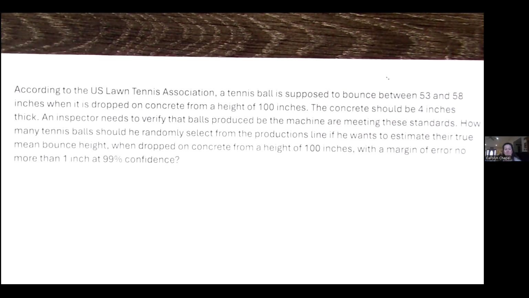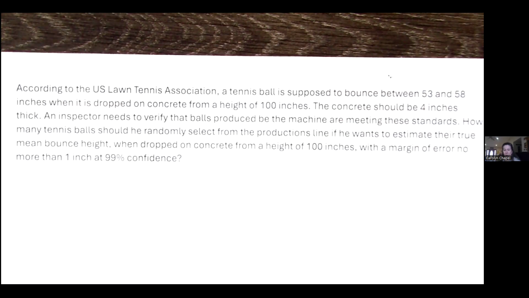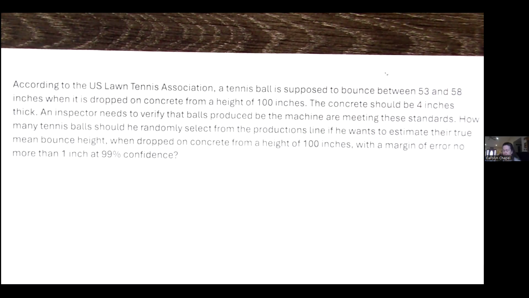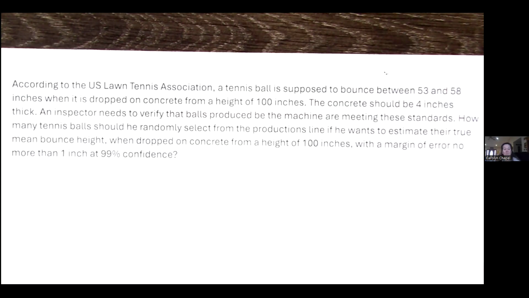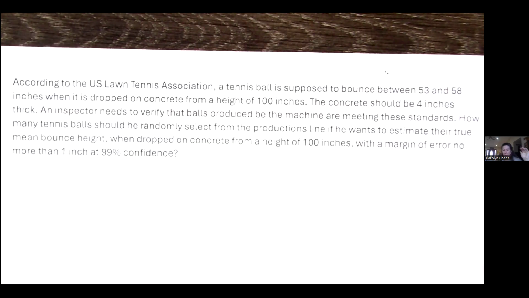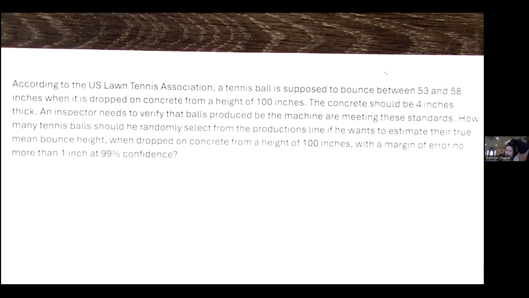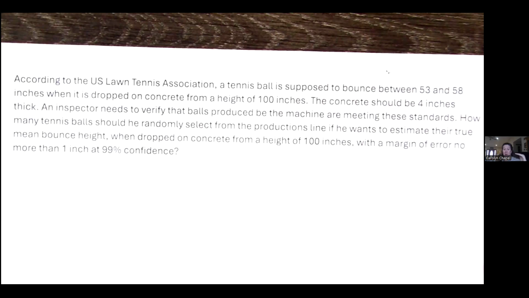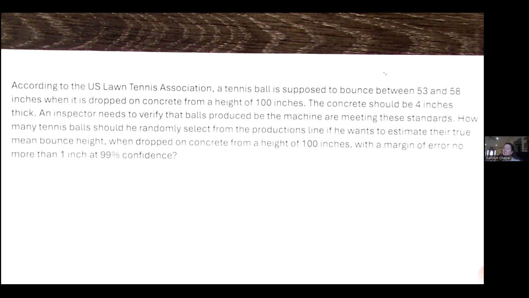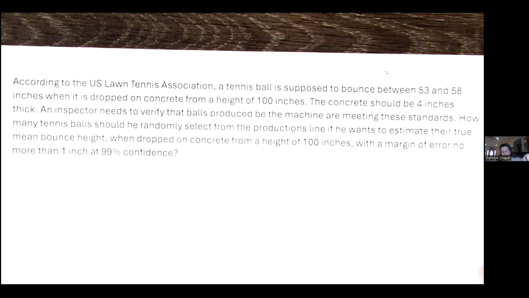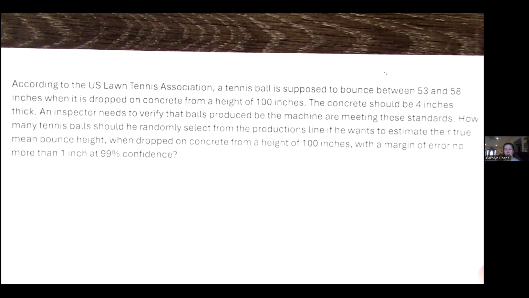An inspector needs to verify that these balls produced from a certain machine will meet these standards. So he wants to figure out how many does he actually have to do this to. So he's going to be dropping them from the 100 inches and measuring how far they bounce up. If this is for some of these major competitions, we want to make sure the balls are accurate. So he's going to be doing this, but he doesn't want to do it too often because it sounds like a lot of work. Measuring 100 inches, dropping it, measuring how far they bounce, that's a lot of work.